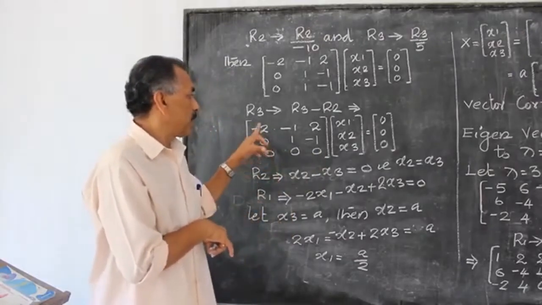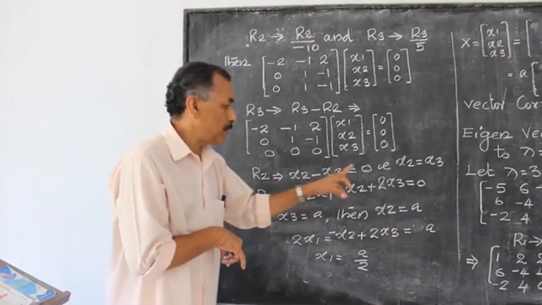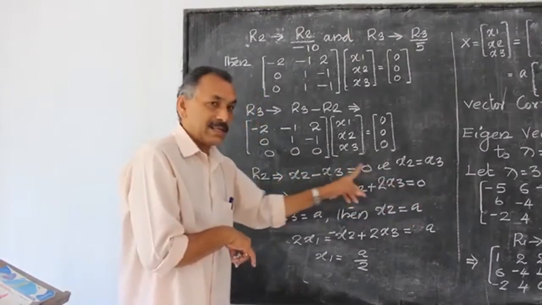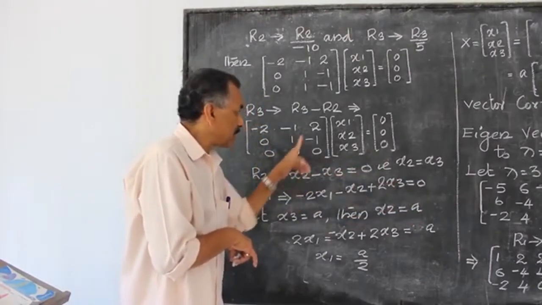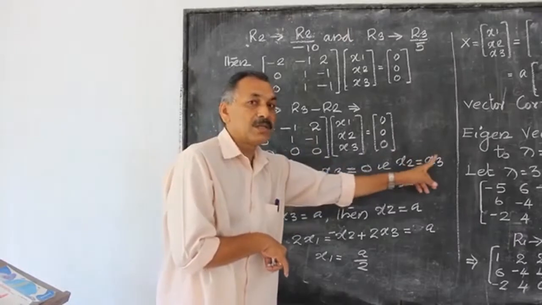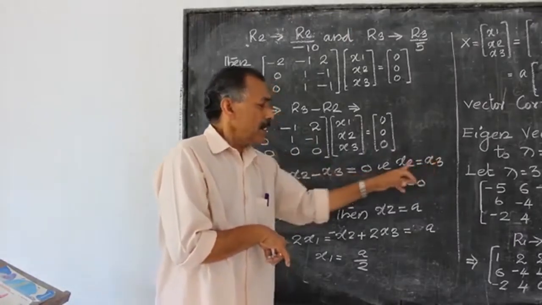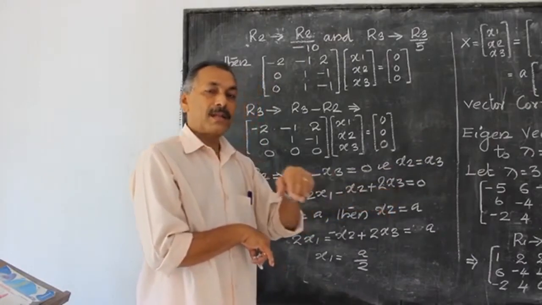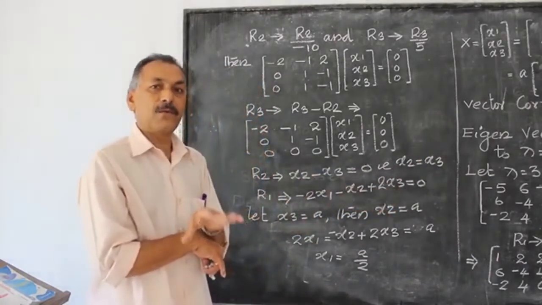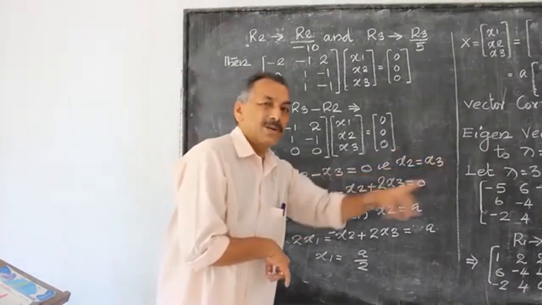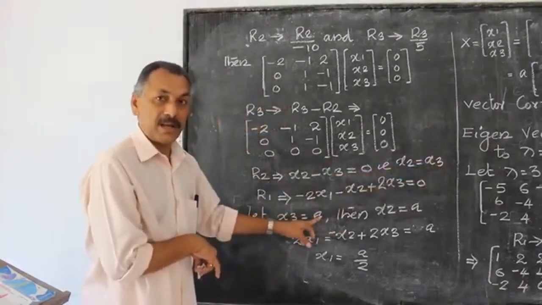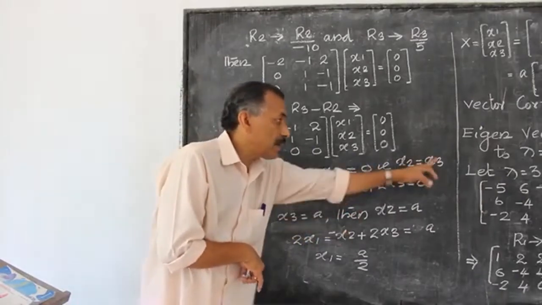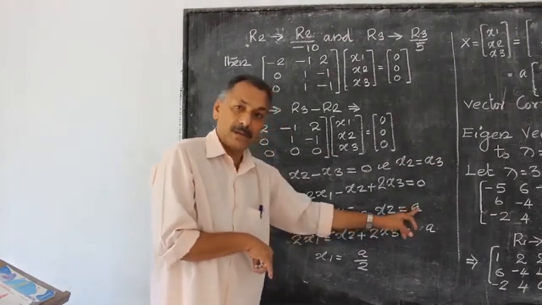From equation 1, we have minus 2x1 minus x2 plus 2x3 is equal to 0. R2 gives 0x1 plus x2 minus x3 is equal to 0, that is x2 is equal to x3. There are three variables, so put x3 is equal to a. Let x3 is equal to a, then x2 is equal to a.